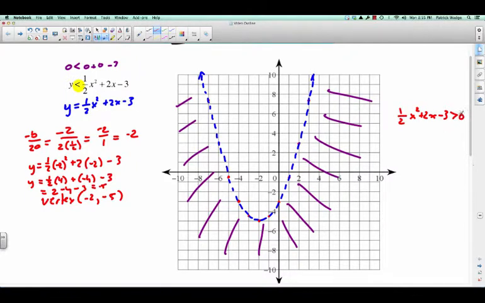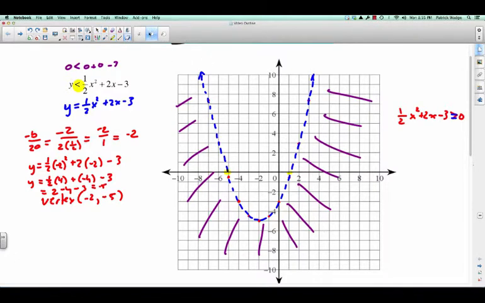Now, even before I answer that greater than 0, let me ask you this. What if it said 1/2 x squared plus 2x minus 3 is equal to 0? Where's the point or points on this graph where 1/2 x squared plus 2x minus 3 is equal to 0? In other words, which x values, if you plug them into here and here, would you get a y value of 0? Well, a y value of 0 means it's right on the x-axis. So it would be right there and right there. The x-intercepts are where it's equal to 0.